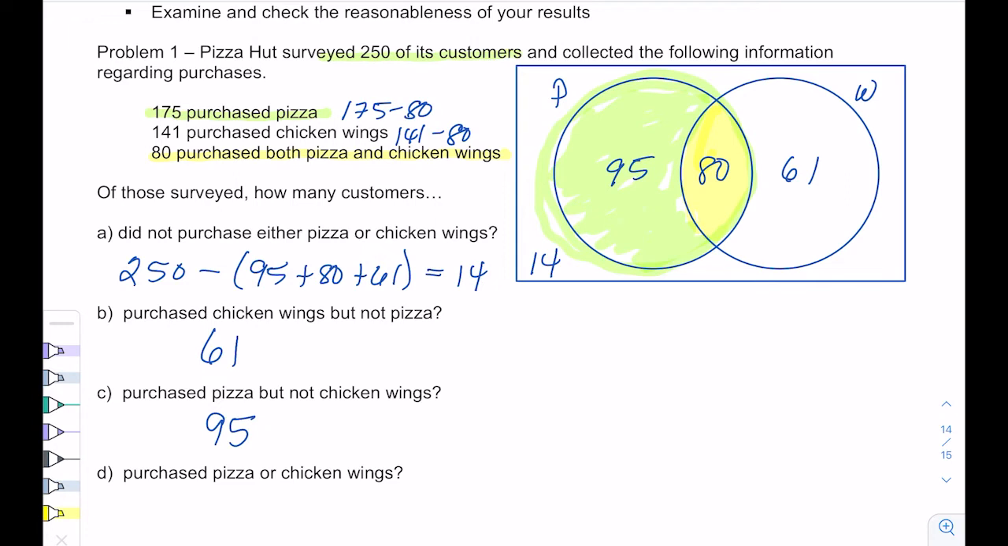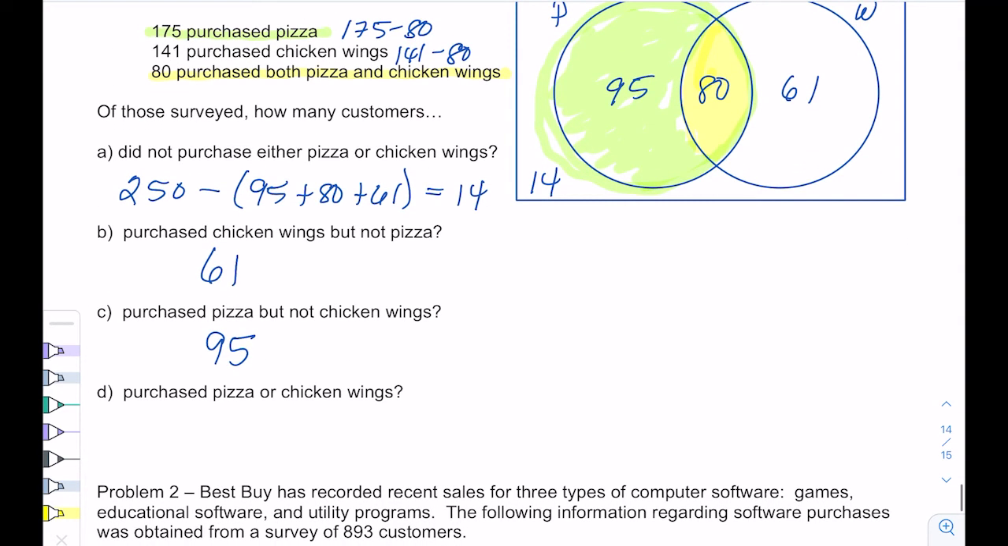And then the number of people who purchased pizza or chicken wings would be the opposite of what we came up with in A. So to determine the number of people who purchased pizza or chicken wings, we would just add 95 plus 80 plus 61. So it is the numbers added within the three circles, and you get 236.